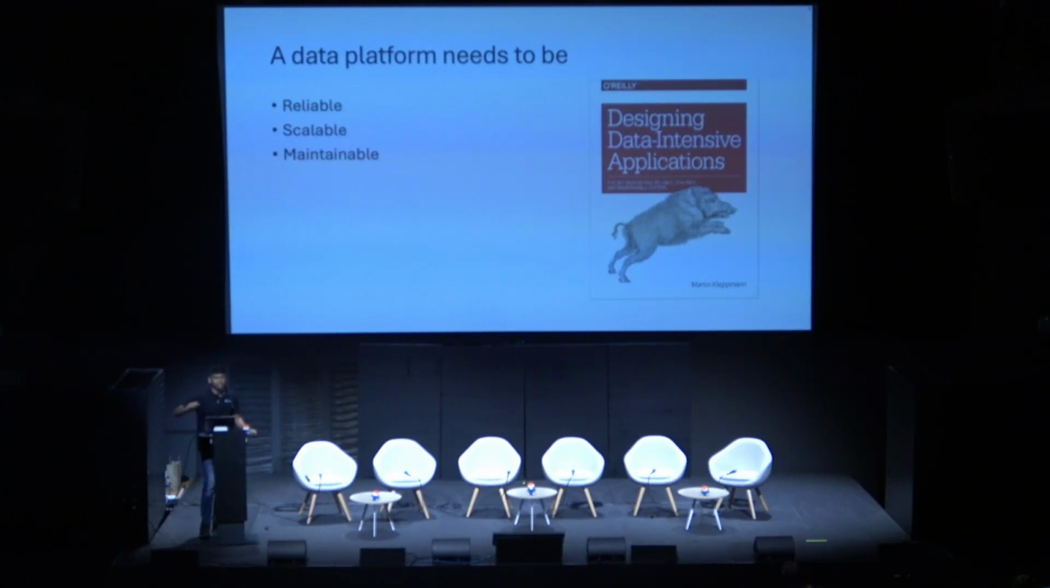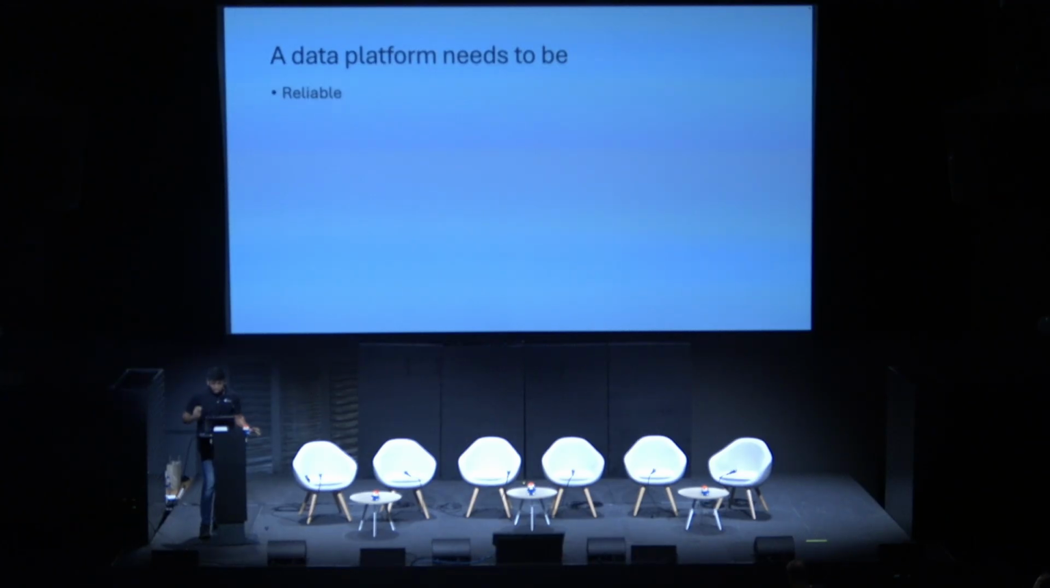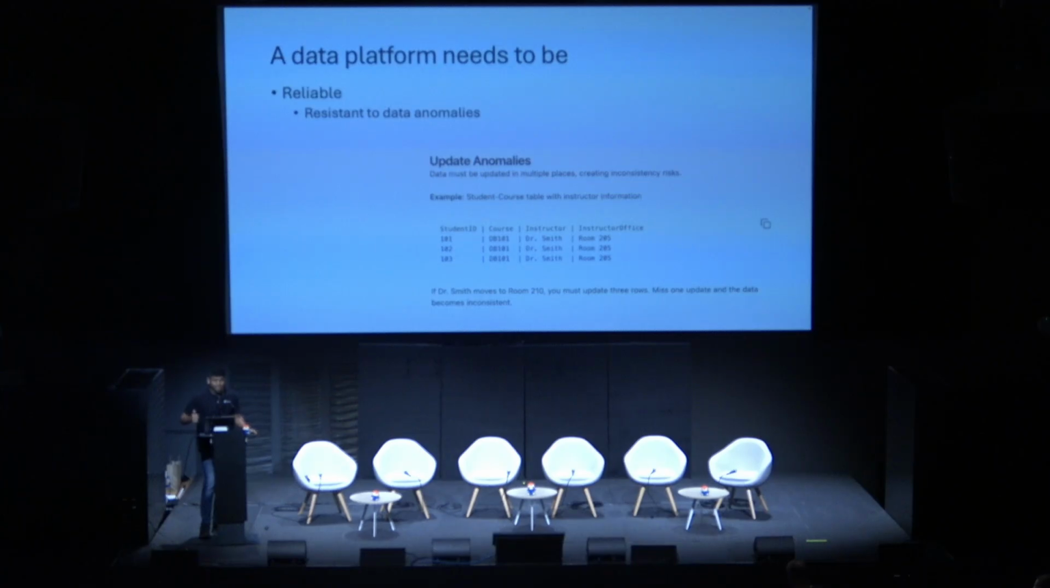And this has nothing to do with openEHR or FHIR. It has nothing to do with anything. It's just how you deal with data, how you deal with data systems. So what do I mean by reliable? Your data should be resilient to data anomalies. So what does this mean?